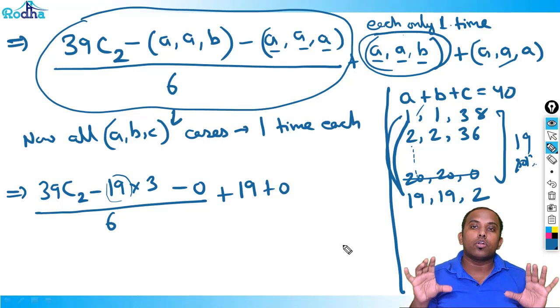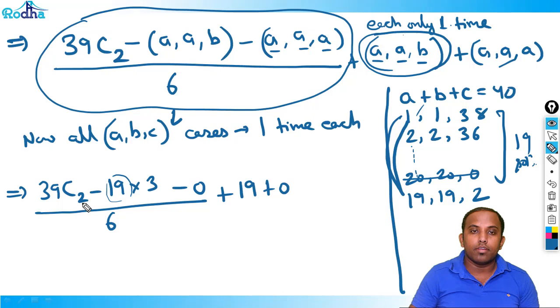You have to understand these things. Ordered, unordered is very, very, very important. So understand, this is the answer for this question. I hope it is clear.